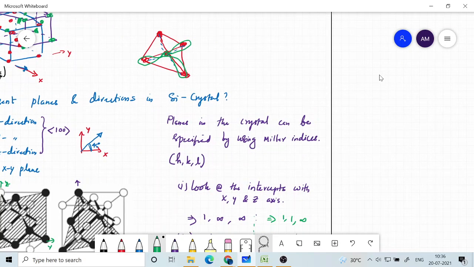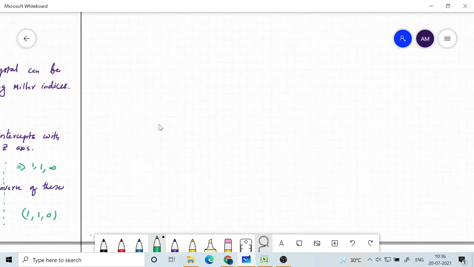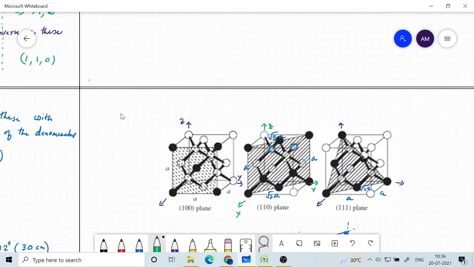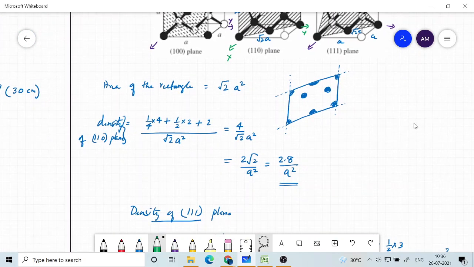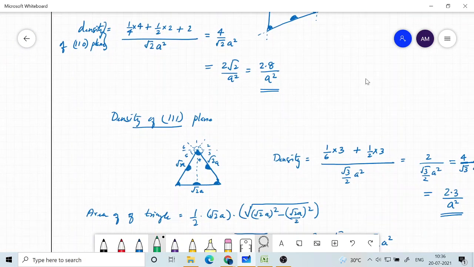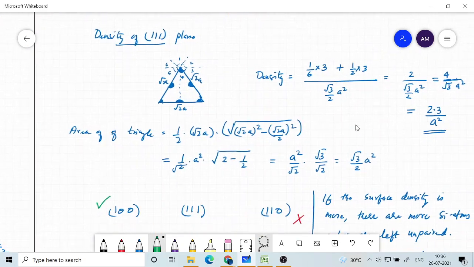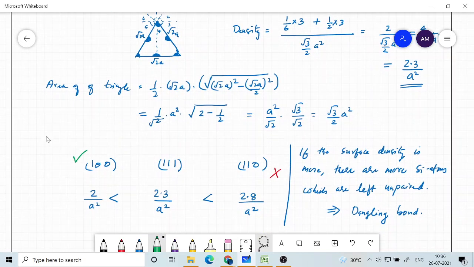So that is the idea behind choosing this particular surface, that is, preferring this particular surface 100. Okay, I'll stop here. We'll continue from here in the next class.